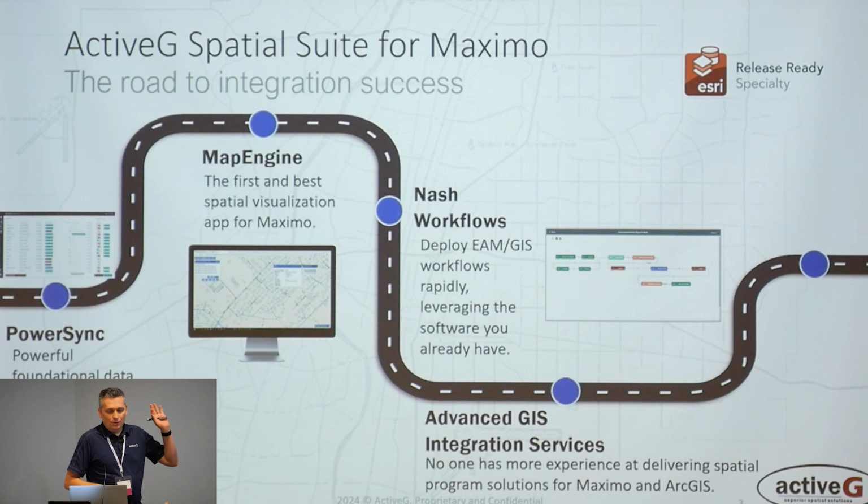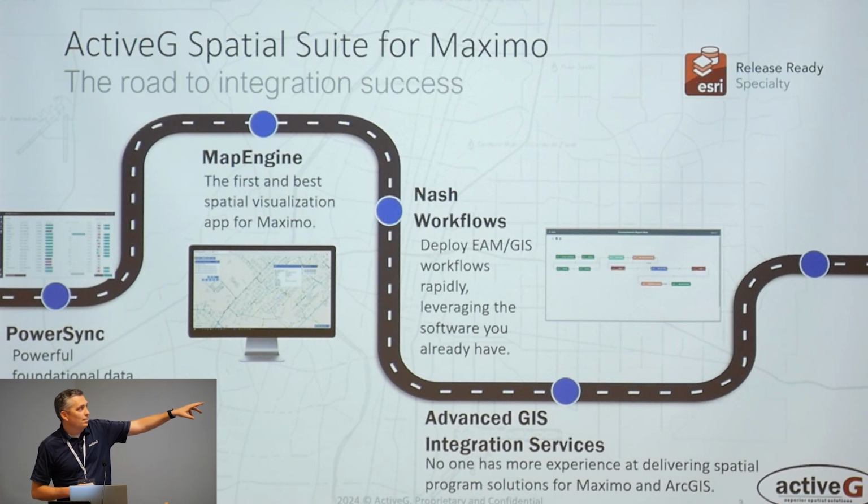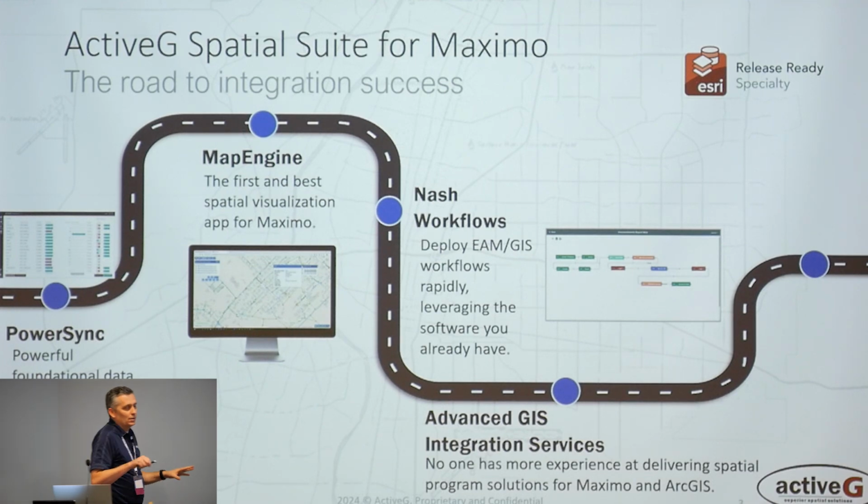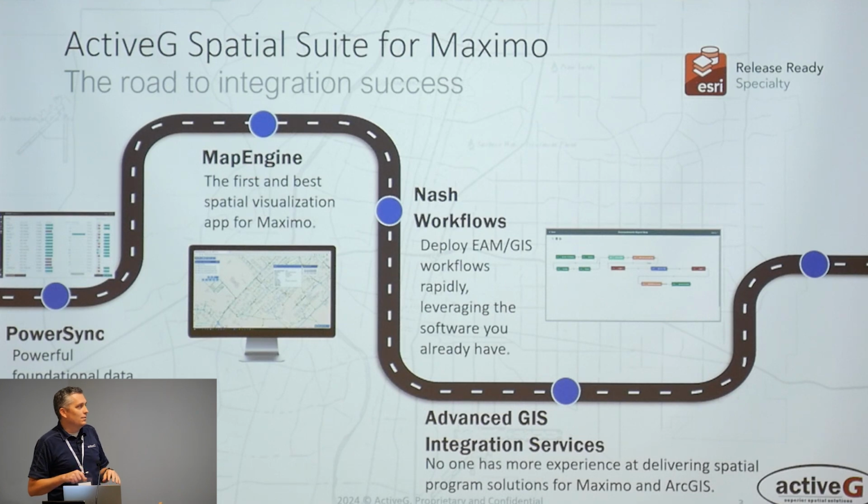This slide just goes over what we present to our customers. This is how we envision helping them integrate Maximo with GIS. So we have 3 products: PowerSync, Map Engine, and Nash. Don't think so much about the products, but the process: first you have to integrate the data, getting the systems in sync with assets or features in both systems that match. And then you can visualize that data.